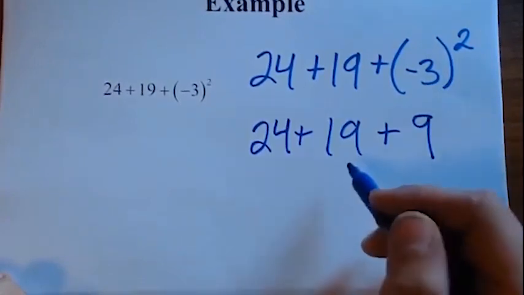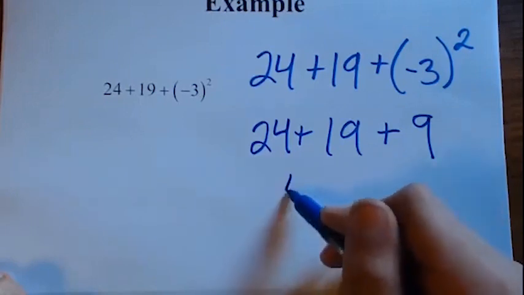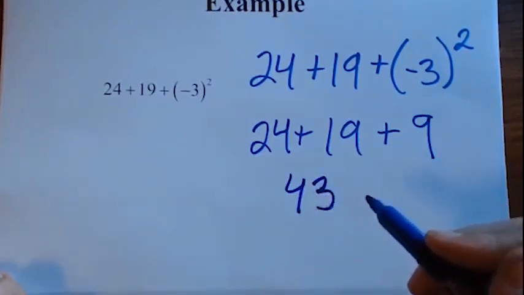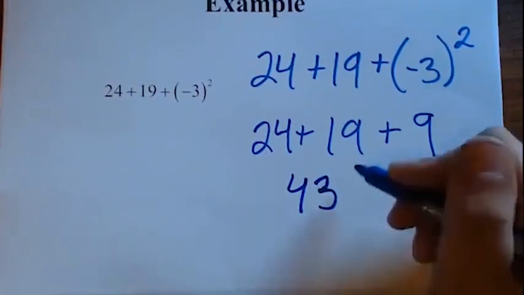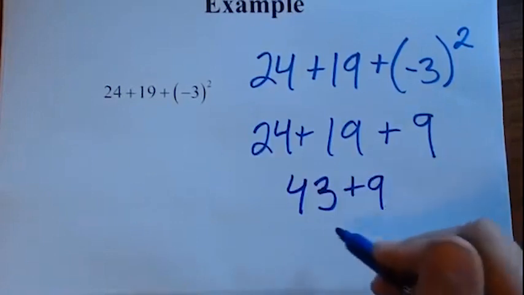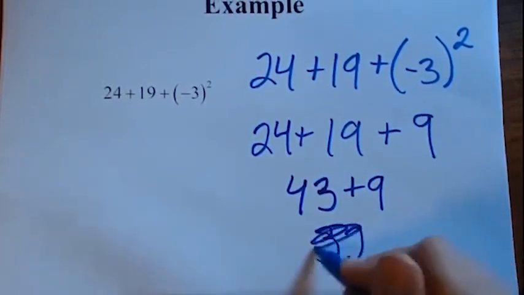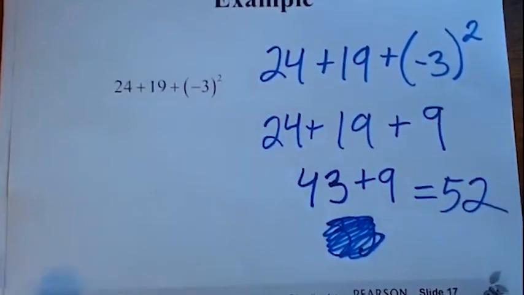Instead, we have to do 24 plus 19 is 43. Plus 9, whoops, is 52.